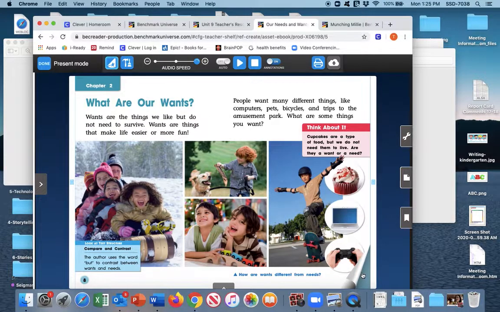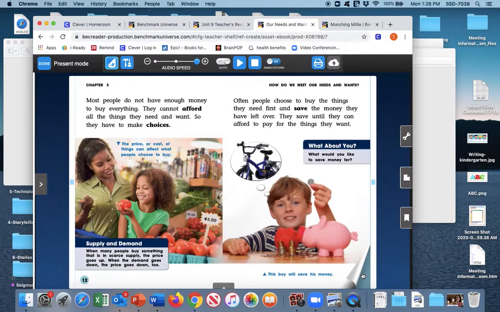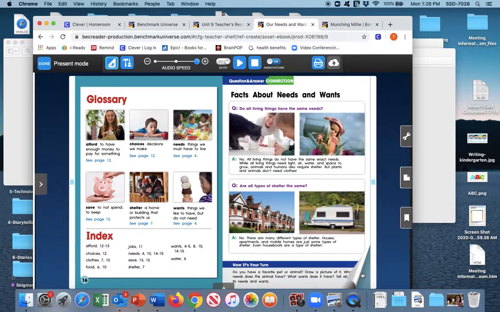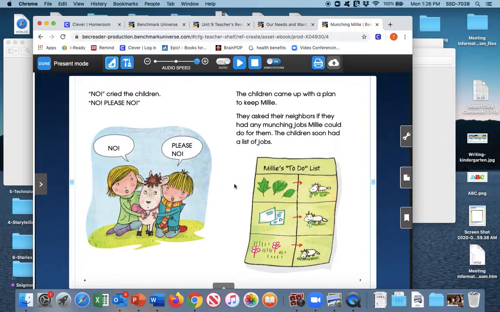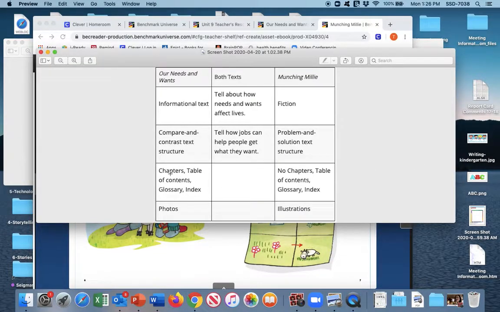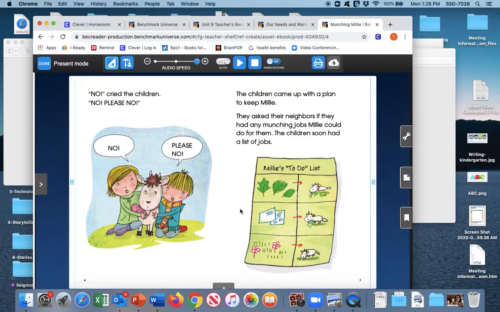So we have chapters, and then of course at the end, we have conclusions and a glossary and an index, because this story is all about facts. So you will not see any of those features in the story of Munching Millie. So on our chart, we have chapters, table of contents, glossary and index, and we do not see those in Munching Millie. Another difference, take a look at the pictures.